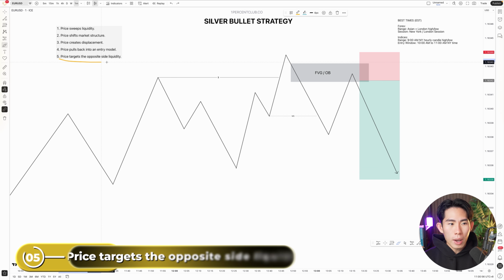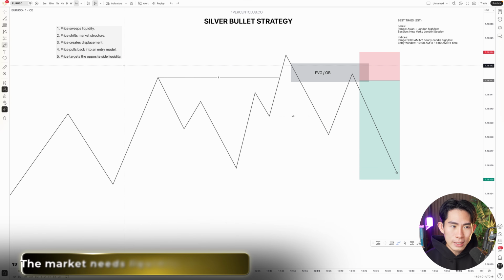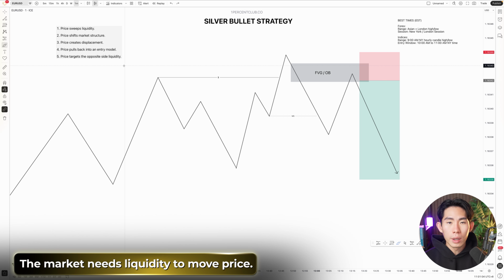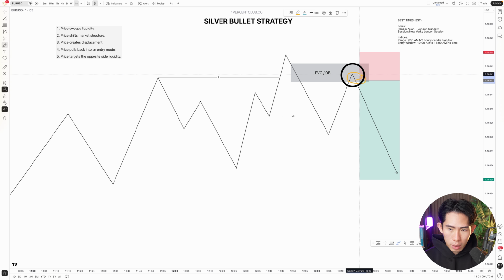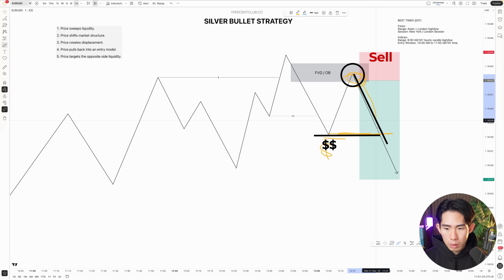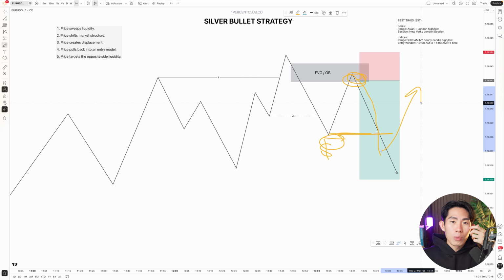The final step is price targets the opposite side liquidity, right? So you must understand that the market is always seeking liquidity because that's the fuel it needs to actually move price, right? So in this case, if you are looking for a short right here, we are going to be targeting the opposing liquidity. So I'm most likely going to be targeting the next low, because we know that there is available liquidity sitting below this low right here. So this is where I can enter for a sell right here, target this low over here, and then perhaps when price comes down to this low, it can sweep this liquidity and reverse, and guess what? We will get out of that trade very profitably, with some money basically, right?